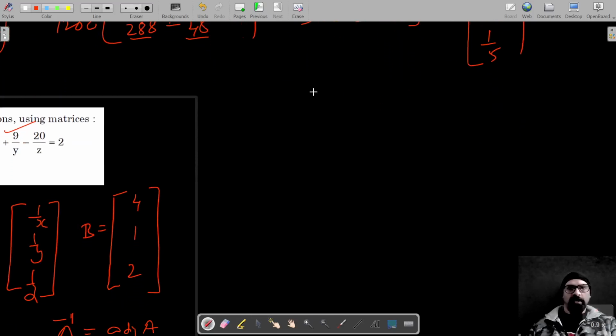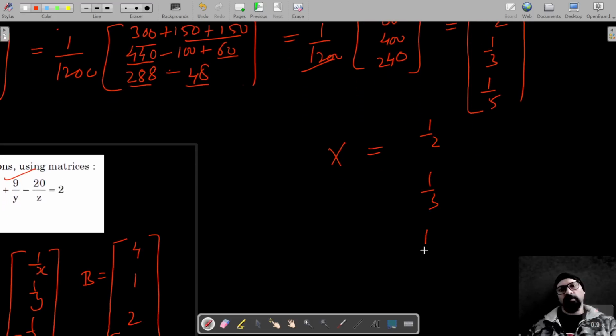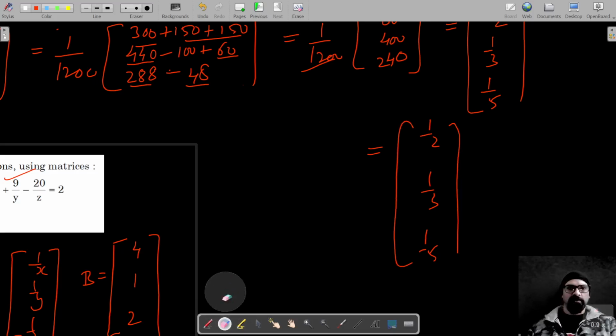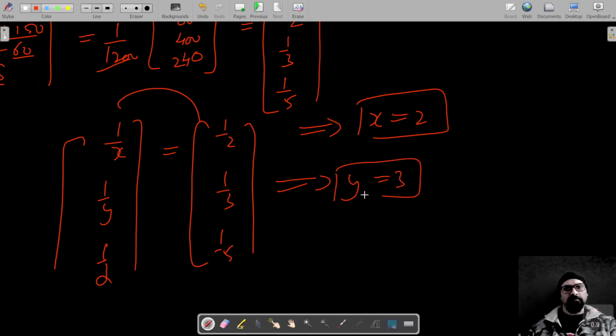Okay, so we have got X. So X is now equal to 1 by 2, 1 by 3 and 1 by 5. And this X was actually 1 by x, 1 by y and 1 by z. Equating the corresponding elements, this gives me x is equal to 2, y is equal to 3 and z is equal to 5. So we have got the values of x, y, and z: x is 2, y is 3, and z is 5.